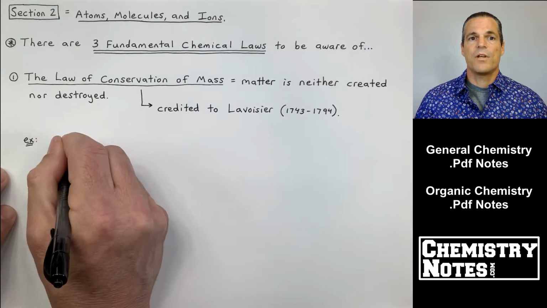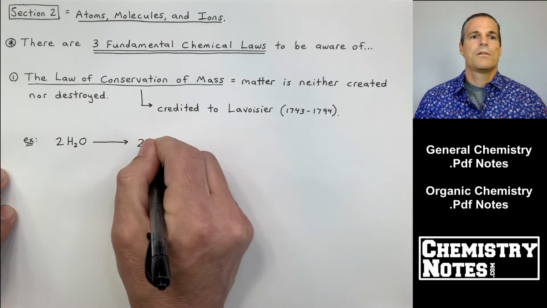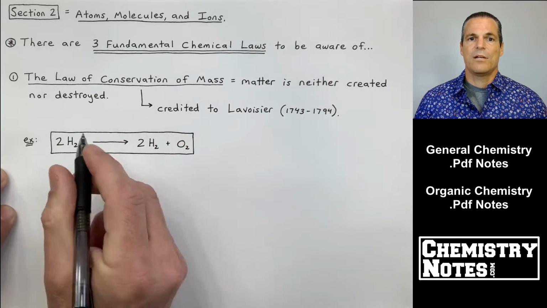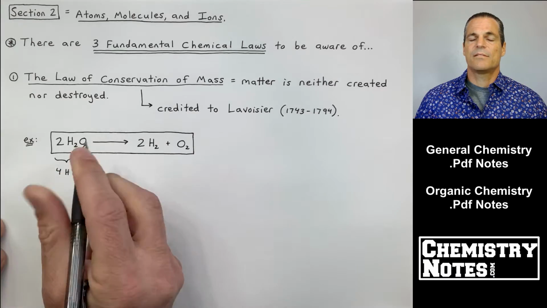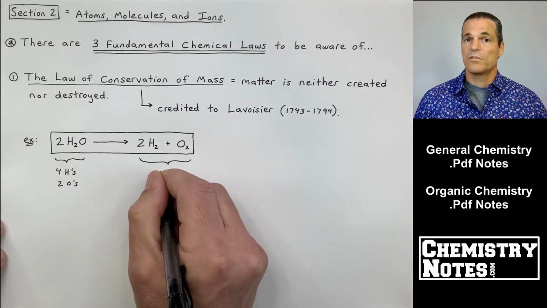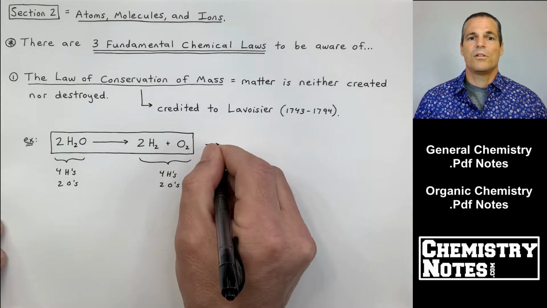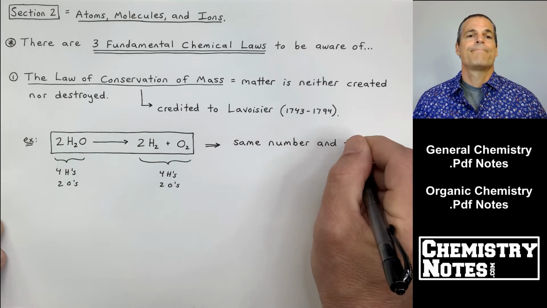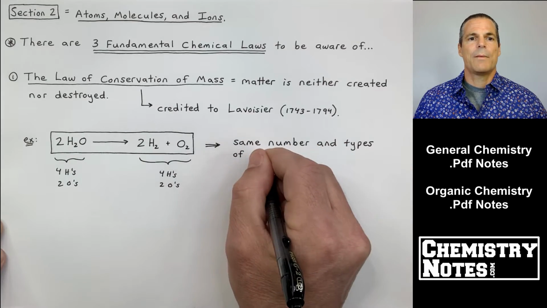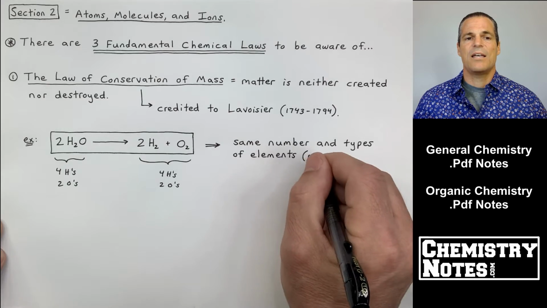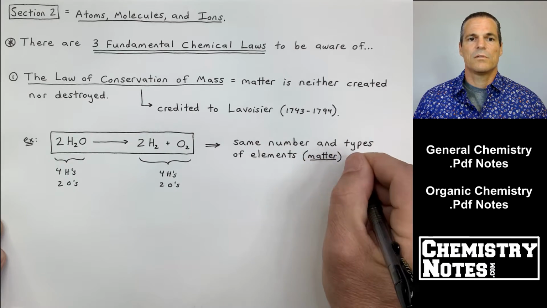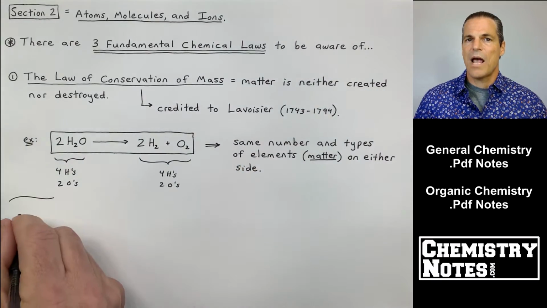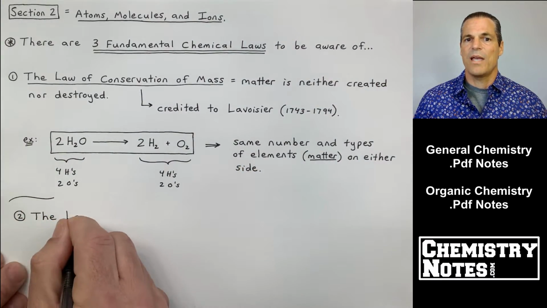There are 3 fundamental chemical laws to be aware of. Number 1 is the law of conservation of mass, and I'm drawing a sample down here. Law of conservation of mass states that matter is neither created nor destroyed. This is credited to Lavoisier, who was around from 1743 to 1794, in case you were wondering. So I put a box around this equation. On the left-hand side, 4 H's, 2 O's. On the right-hand side, 4 H's, 2 O's. Okay, this is why we balance equations, because of the law of conservation of mass.